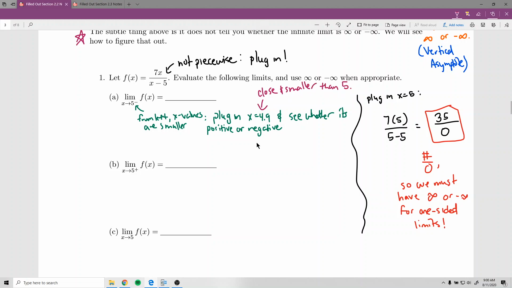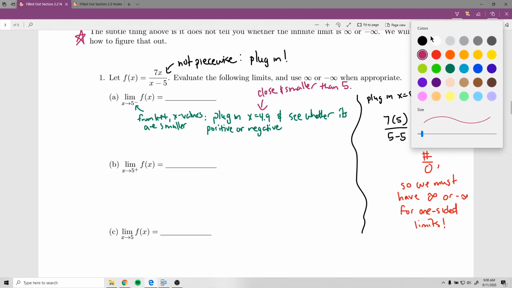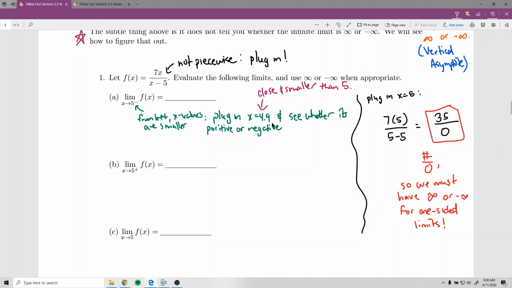Right now you might be asking the question, 4.9, can we plug in 4? Maybe. 4 is kind of far away. It has to be relatively close. You can plug in 4.99 if you want, or 4.999, but 4.9 is definitely going to work for these problems. If you're just 0.1 away, it'll be close enough. So what we want to do is plug in 4.9 into our problem here.